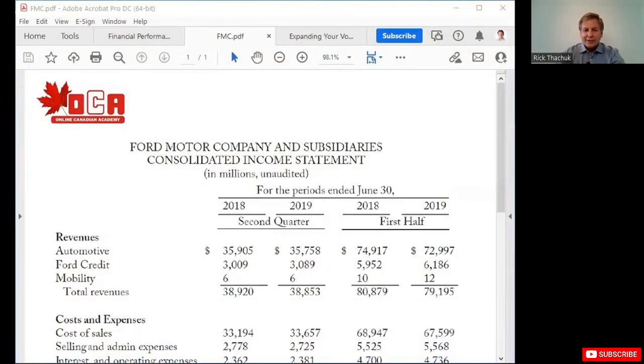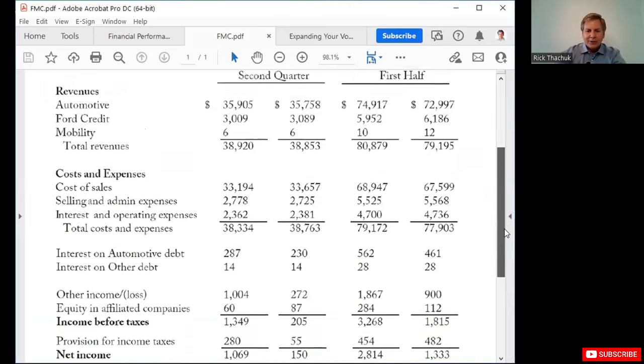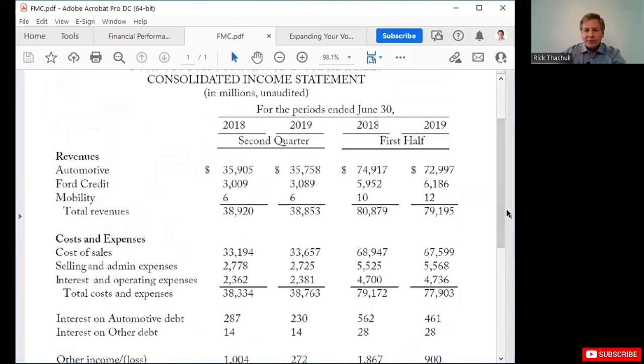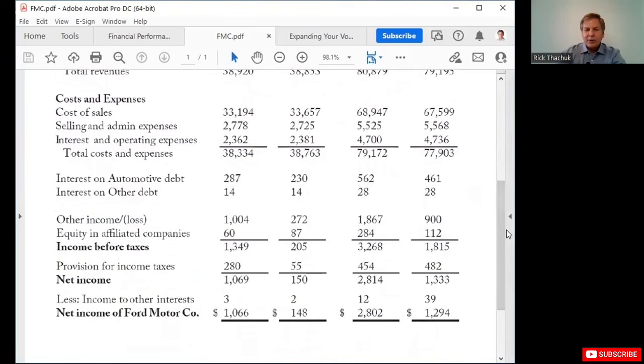Here we are back at the income statement of Ford Motor Company and subsidiaries. Our goal now is to describe in words what is going on in all of this data. We are going to confine ourselves just to the second quarter of 2019. So looking down this column of numbers, how can we put into words what is basically going on? What are the pertinent factors that are driving performance?